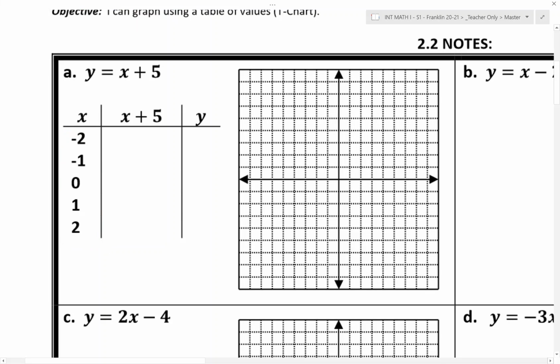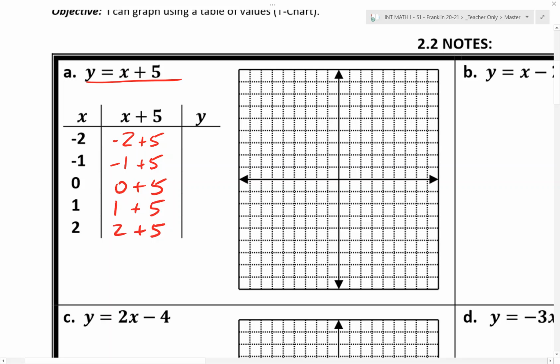And in this video, we're going to only use those 5 values for x in all the examples we do. So this chart here has a middle column that shows the equation, like the function part of the equation, x plus 5. So we're going to take each of these x values and add 5 to them, because that's what the equation says to do, to get our y values. So -2 plus 5, -1 plus 5, 0 plus 5, 1 plus 5, and 2 plus 5.